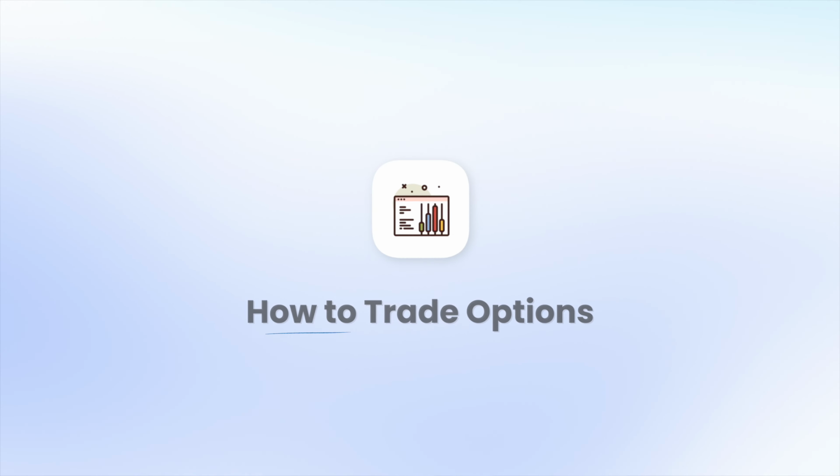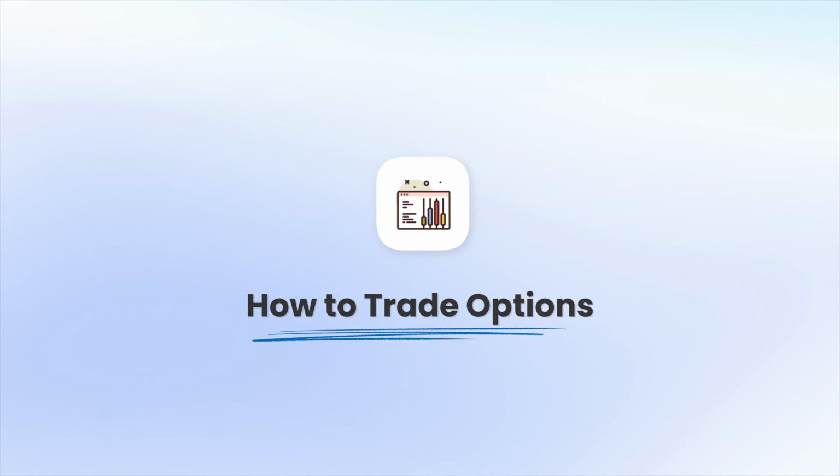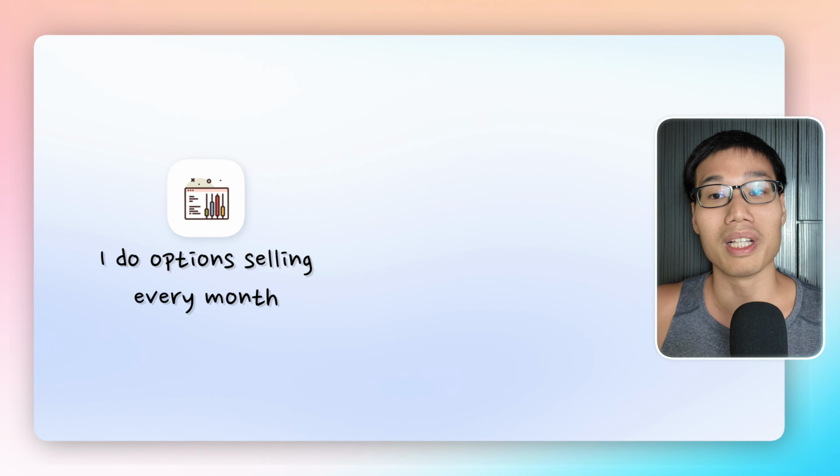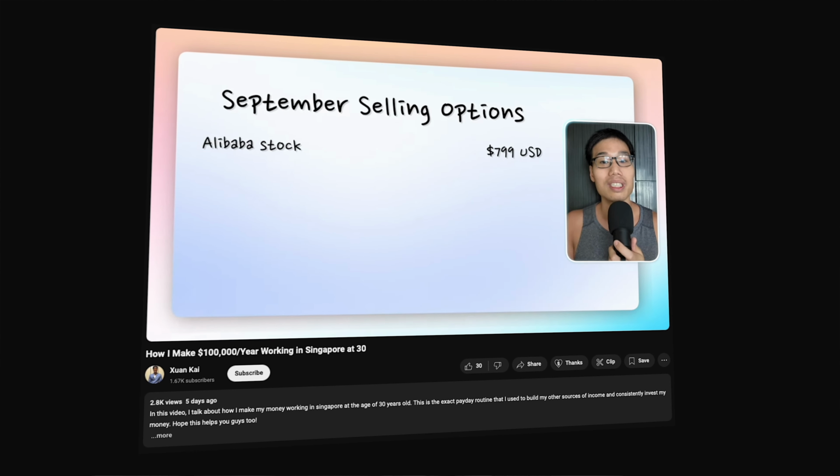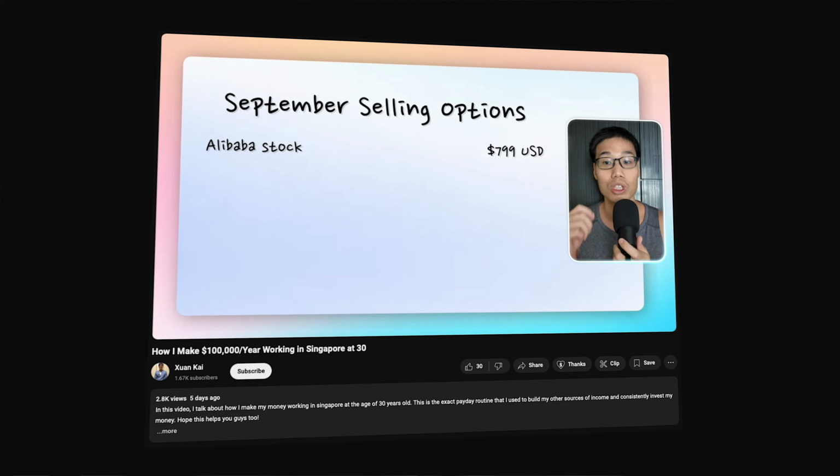Now we're going to go to how to trade options. This is honestly a bonus step and something that will be a bit more advanced for people who want to dabble into the world of options. I do option selling every single month, and I primarily do it on the Alibaba stock. If you have been a big time follower of my channel, you'll know that I talk about this every single month in my income videos. I'm not going to give a whole masterclass on options because it would take too much time, it would be too complicated, and this video is also almost reaching the end.